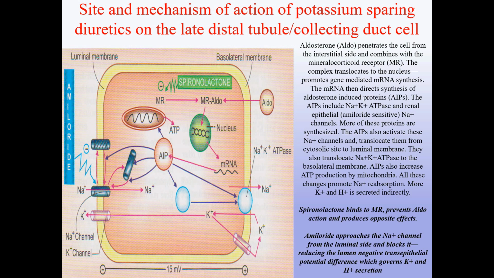AIPs also increase ATP production by mitochondria. All these changes promote sodium reabsorption. More potassium and hydrogen is secreted indirectly. Spironolactone binds to the mineralocorticoid receptor, prevents aldosterone action, and produces opposite effects. Amiloride approaches the sodium channel from the luminal side and blocks it, reducing the lumen-negative transepithelial potential difference, which governs potassium and hydrogen secretion.